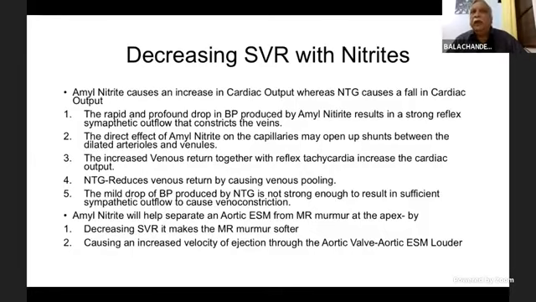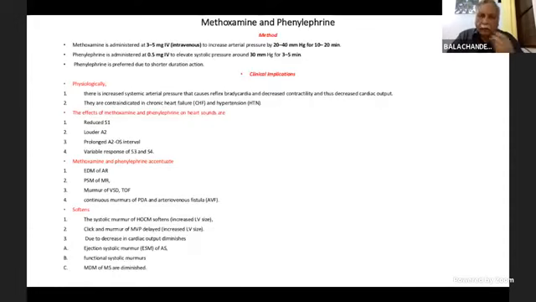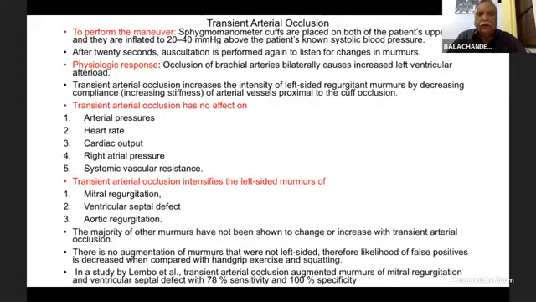Because this rapid and profound drop in blood pressure caused by the amyl nitrate will result in a strong reflex sympathetic outflow that constricts the veins. But the direct effect of amyl nitrate will open up the capillaries, whereas NTG will reduce the venous return by causing venous pooling. So that's about the amyl nitrate. Similarly, I don't think we should deal with methoxamine and phenylephrine too much because, again, we don't use them.